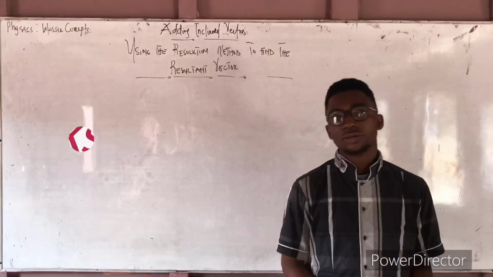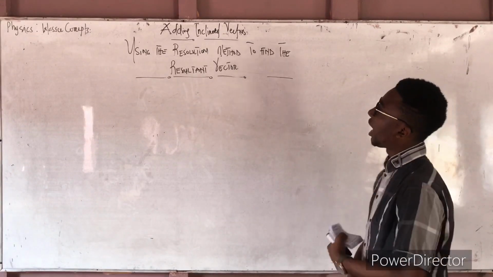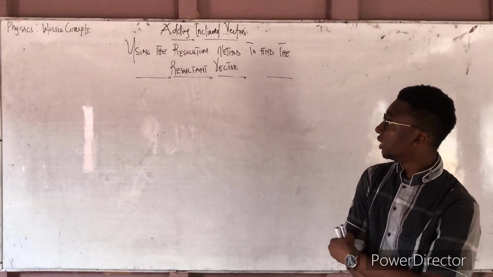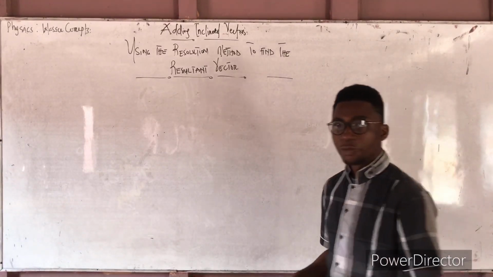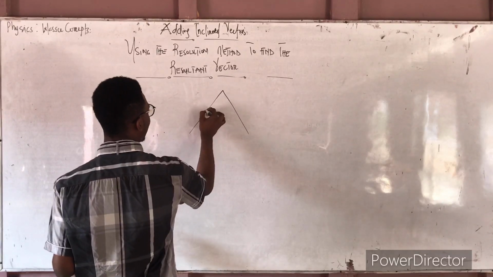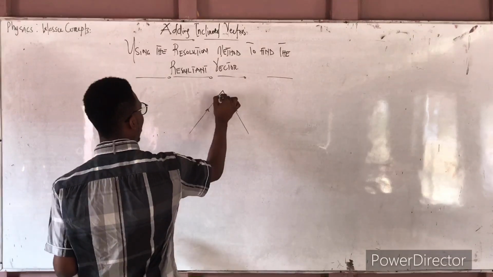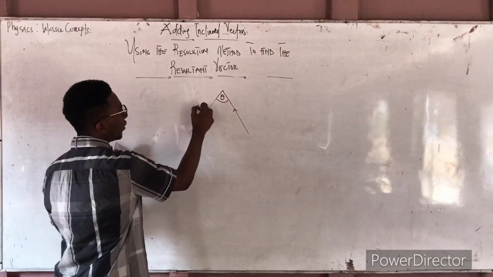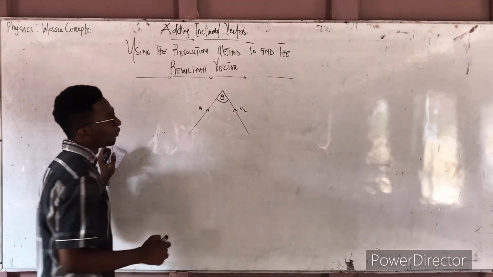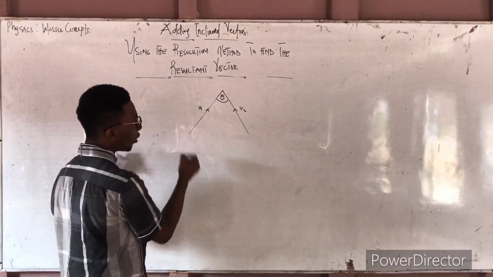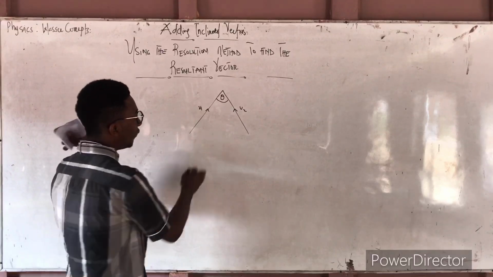Okay, so we are back once again under adding inclined vectors. Now we know that anytime you have vectors that are inclined to each other at an angle, let's say V1, V2, we have to find the resultant vector, V.